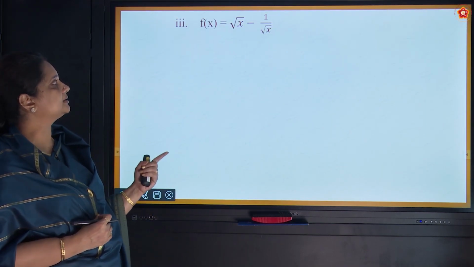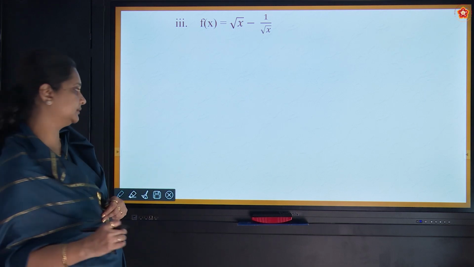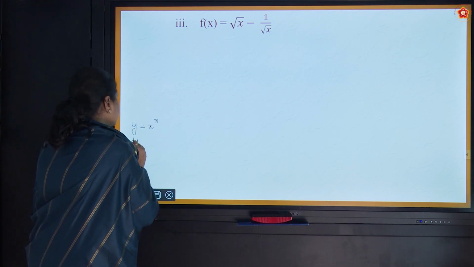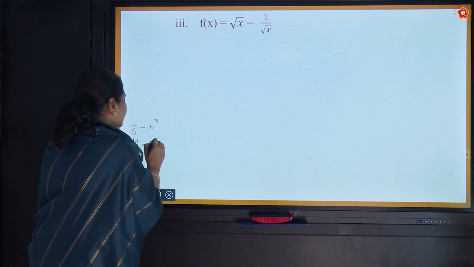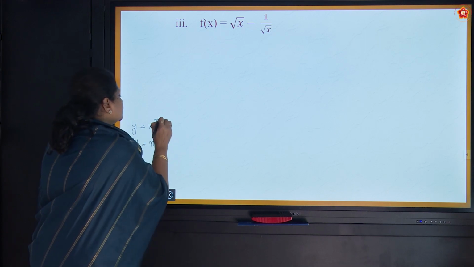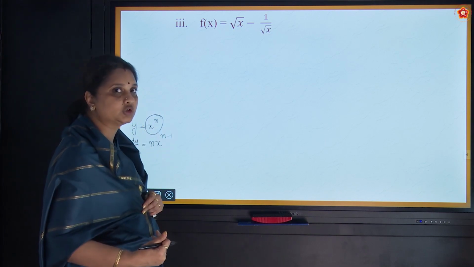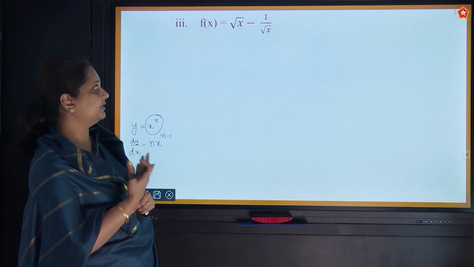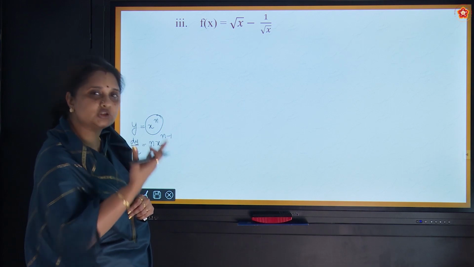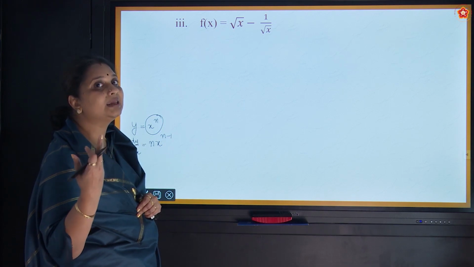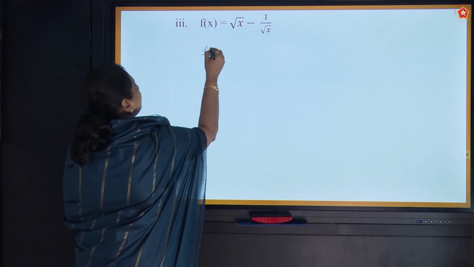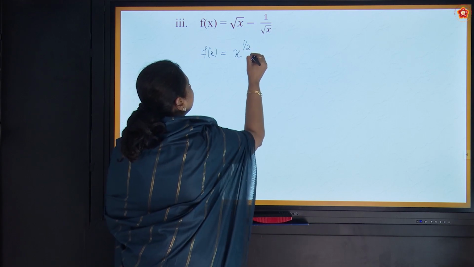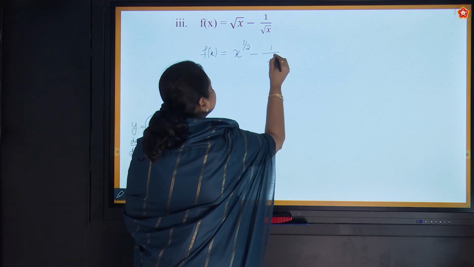So next is f of x is equal to root x minus 1 by root x. So we know that if y is equal to x power n, our dy by dx is going to be n x power n minus 1. So whenever it is of this form, it's easy for me to differentiate. So when I have surds given to me, I would like to express it in exponential form for me to deal with it in an easier way. So how do I rewrite this? I can rewrite this as f of x is equal to root of x, which is nothing but x power half, minus, this is 1 by x power half.